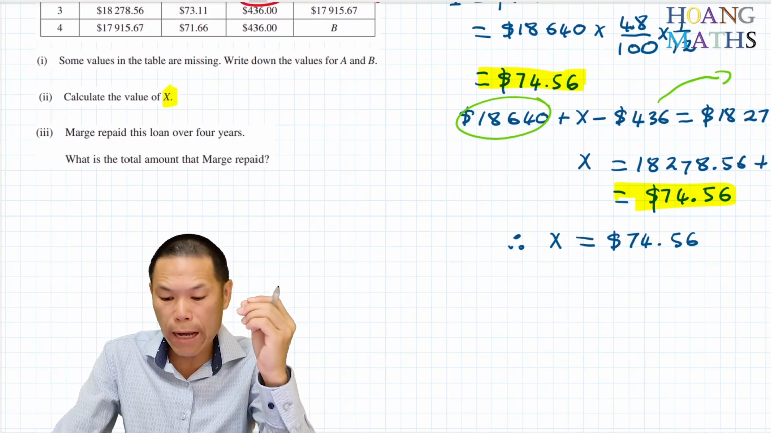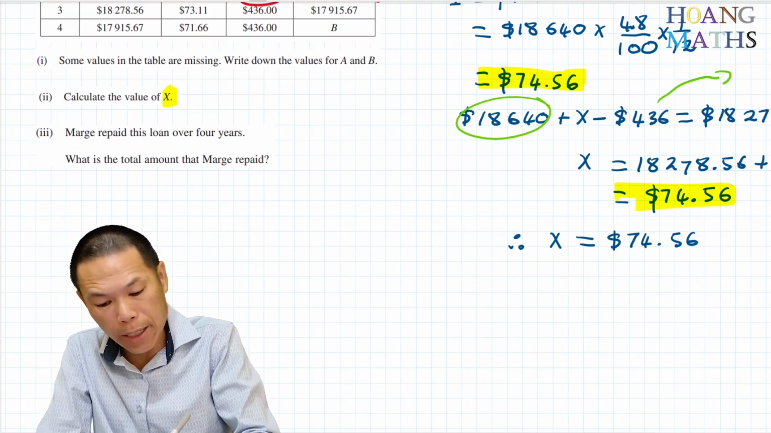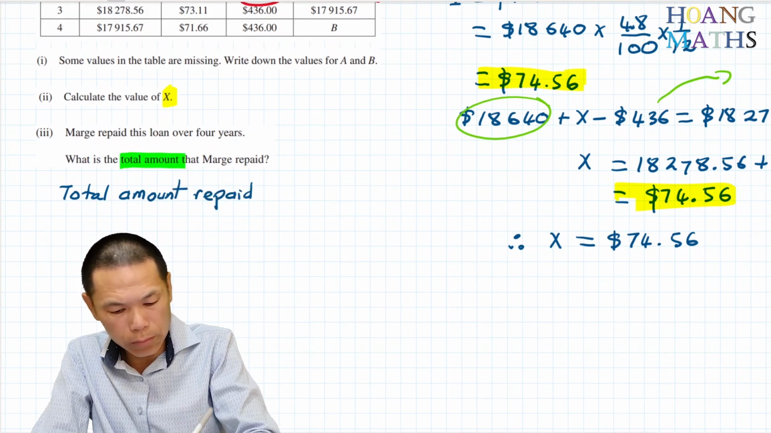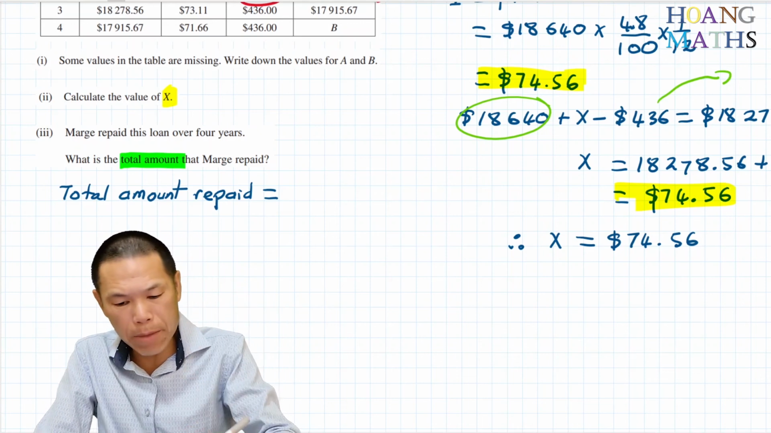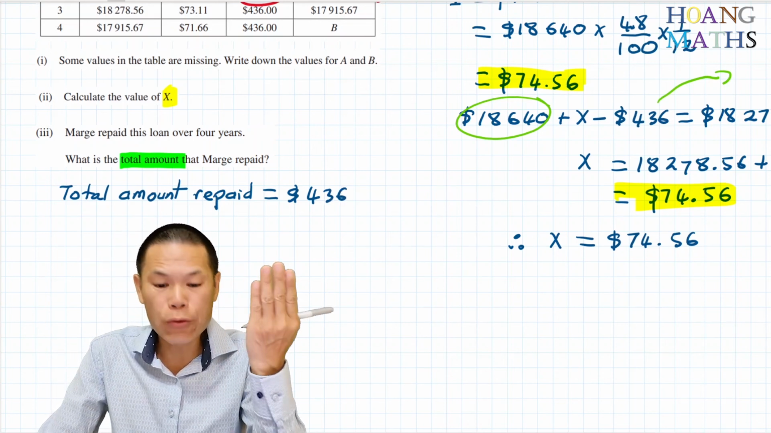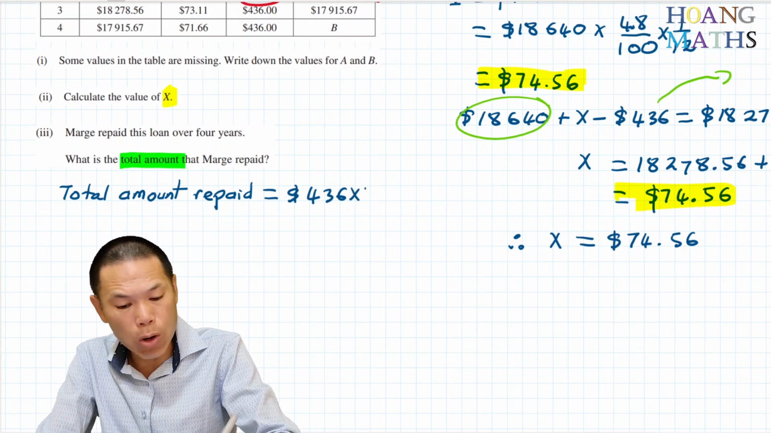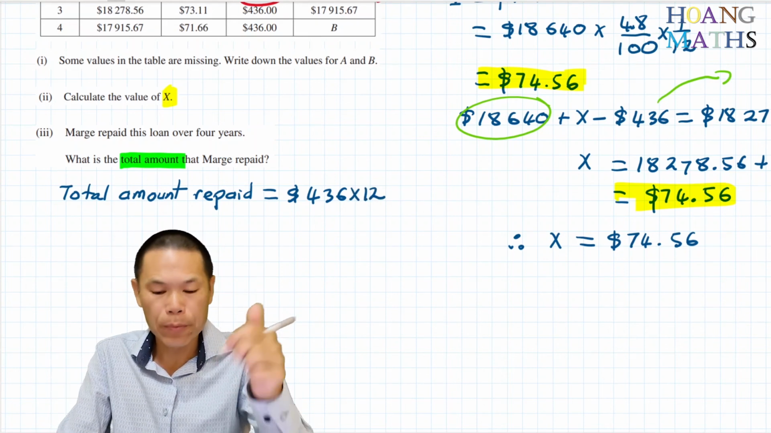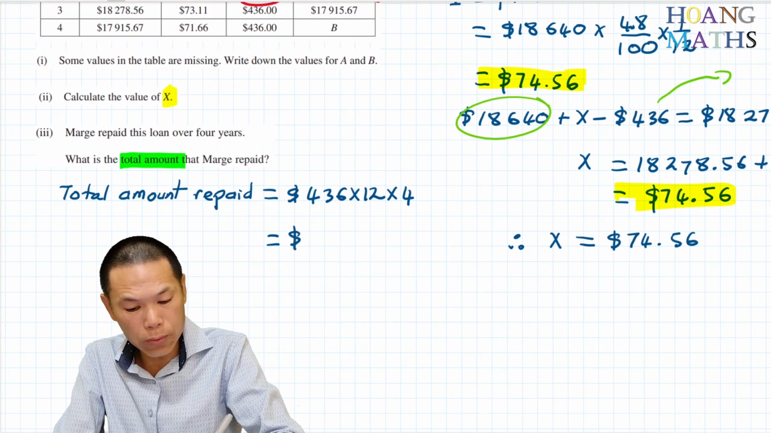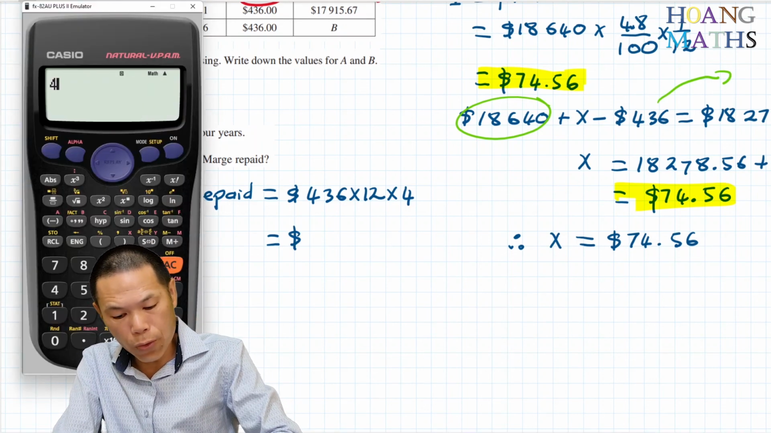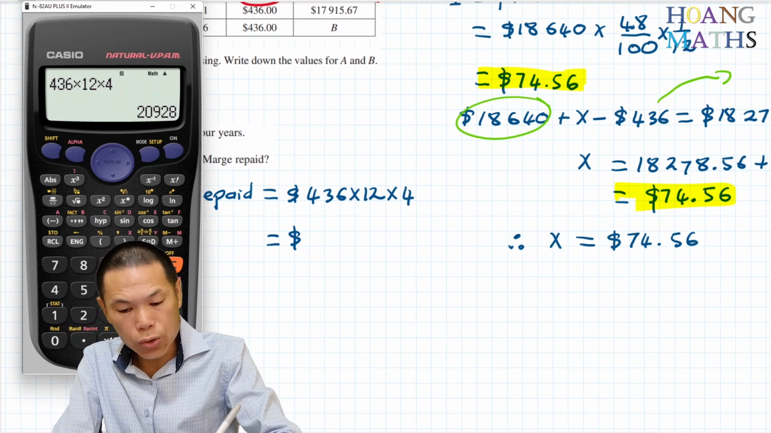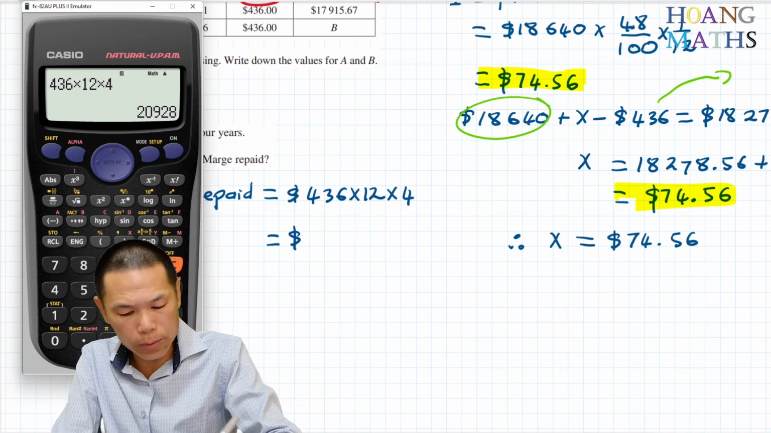So part 3, we need to work out the total amount that he has to pay, okay? The total amount. So we know that the monthly repayment is $436. That is the monthly repayment. And for 1 year, he paid 12 times. This is the yearly repayment. And he paid that for 4 years. So we just times by 4. So now I just put it on a calculator. So 436 times 12 times 4. So that is $20,928.